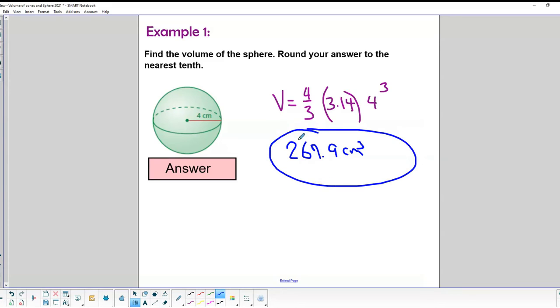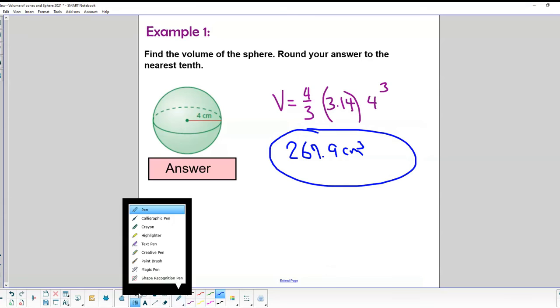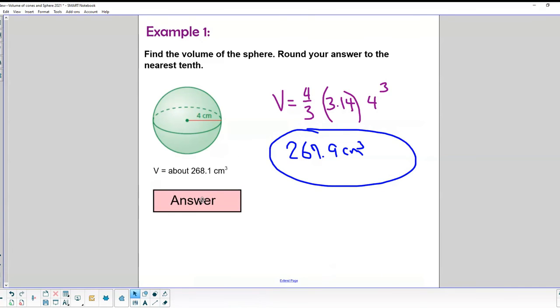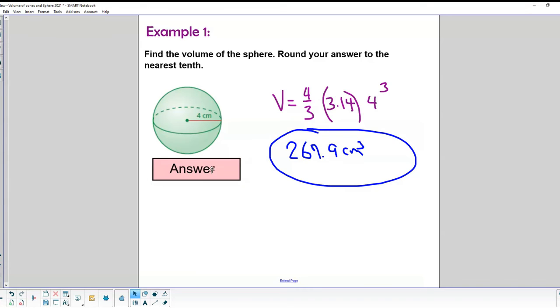All right, so there's our first one. I'll bet if we check our answer that we got the right answer. Oh, look, they did 268.1. Okay, they must have used the actual number pi instead of 3.14 to calculate that. So we'll have to watch that on the next one.